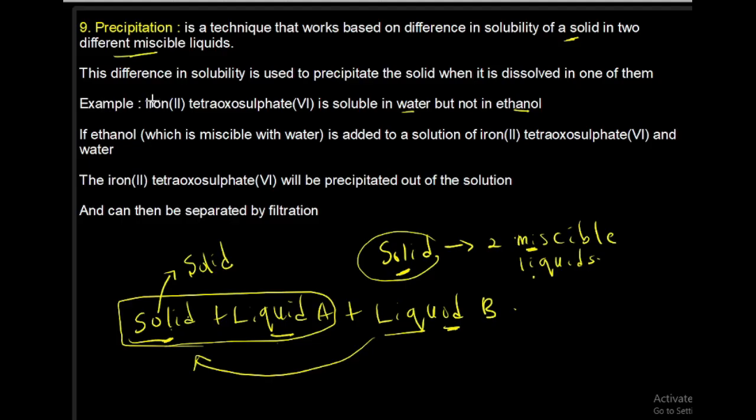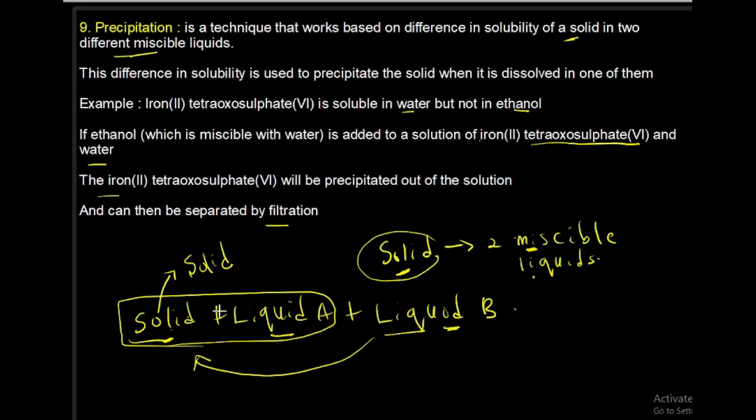If we look into the details of this example, it says, example, iron 2 tetraoxosulfate 6 is soluble in water but not in ethanol. Now, if ethanol, which is miscible with water, is added to a solution of iron 2 tetraoxosulfate 6 and water, the iron 2 tetraoxosulfate 6 will be precipitated out of the solution and can then be separated by filtration. So it's basically what I've said already.